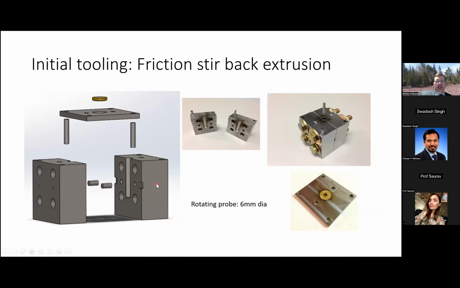And here's what the tooling design looked like. This is actually our first successful iteration for tooling. This is for back extrusion. We used a 6 millimeter probe. And again, the die cavity to house the workpiece was 12.5 millimeters. So we had to add this top plate, which could float on these pins, and this bushing to prevent the 6 millimeter rotating probe from deflecting too much during the stirring process and having the probe fail due to fatigue.